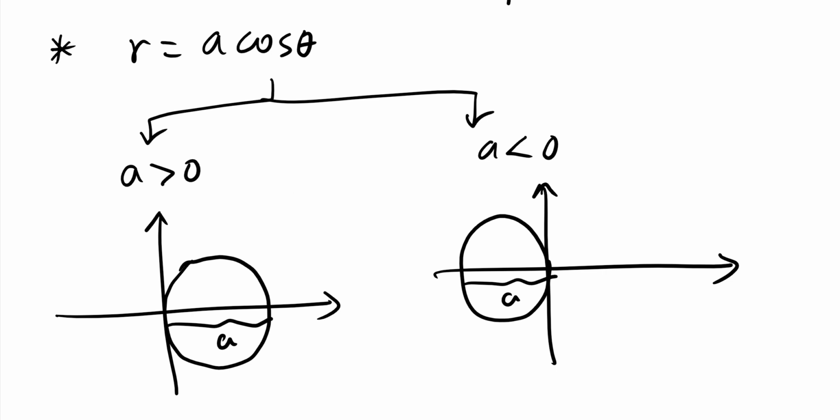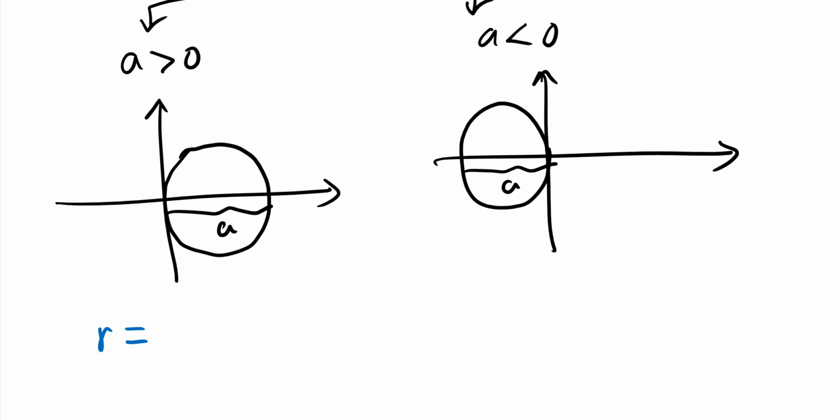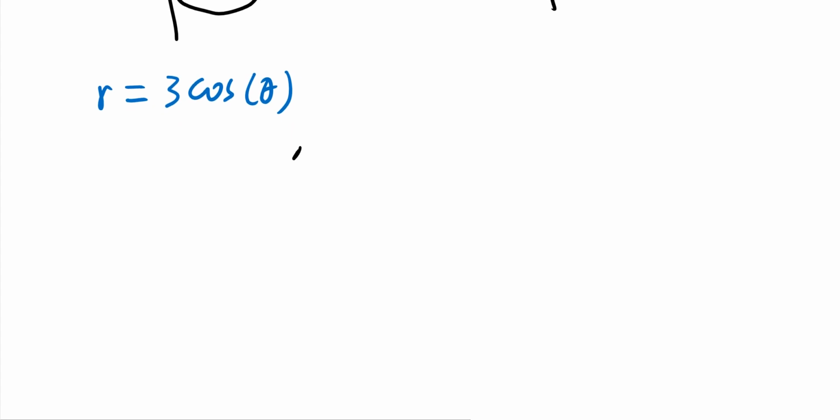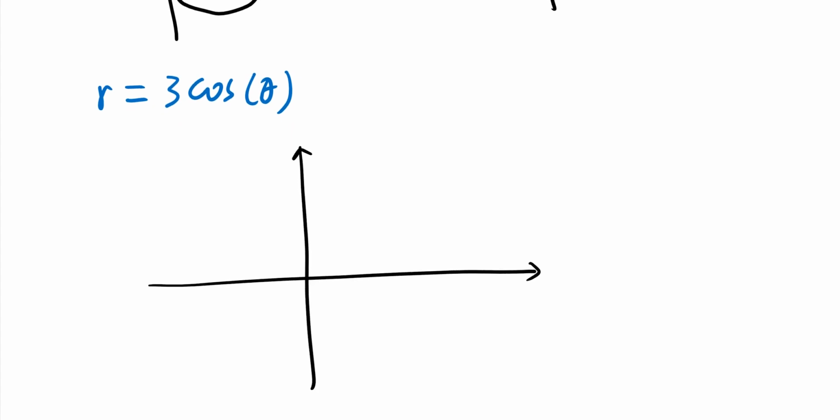So if they ask us to graph, let's say, r equals 3 cosine theta, without even plotting points, we can graph it right away. Cosine is going to be either to the right or left. Since it's positive, it's going to be on the right side with diameter 3. So this is 3. That's what it is. So if it's negative 3 cosine theta, then it's on the left side. And you can plot points and see you will get the same one.